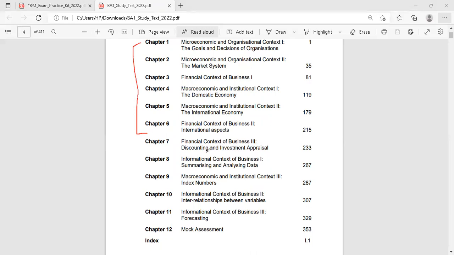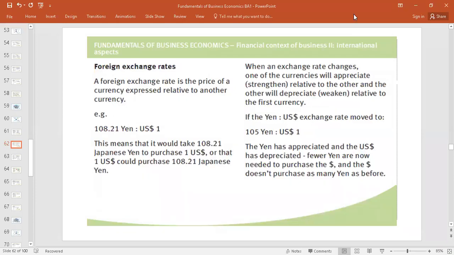We see investment appraisal is one thing, discounting and investment appraisal. Then we have summarizing and analyzing data, index numbers. Then we have interrelationships between variables and forecasting. I hope you have done statistics and the other topics in your graduation program. So I don't think there would be difficulty for you to pick up on these topics.